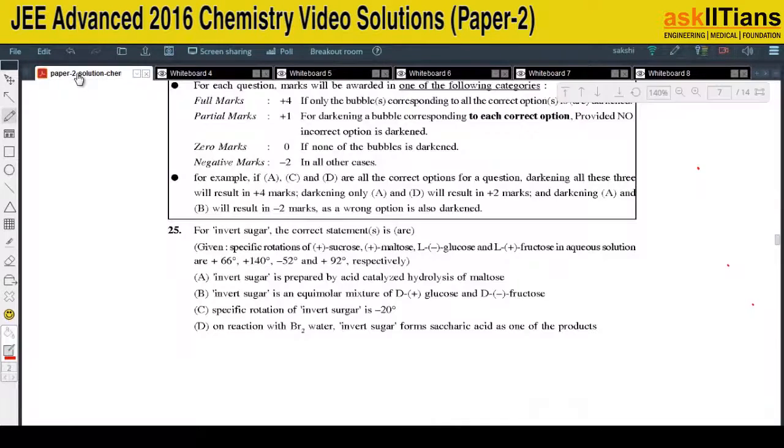Now this question number 25 states that for the invert sugar, the correct statement is or are, so that's a multiple correct answer question. You have been given that the specific rotation of plus sucrose, plus maltose, L minus glucose and L plus fructose in the aqueous solution are plus 66, plus 140, minus 52, plus 92 respectively. Now you have to tell the correct statements as compared to whatever is given to you.